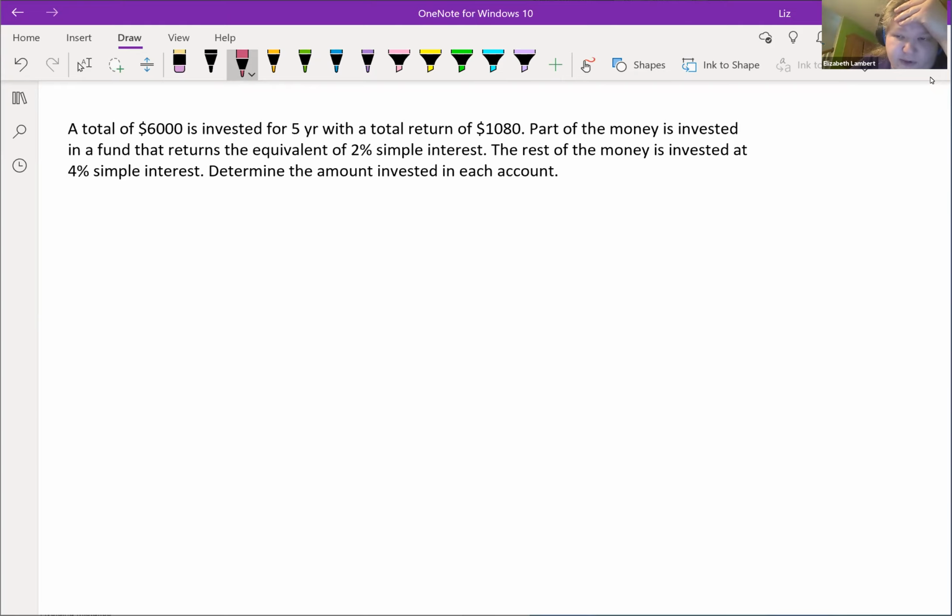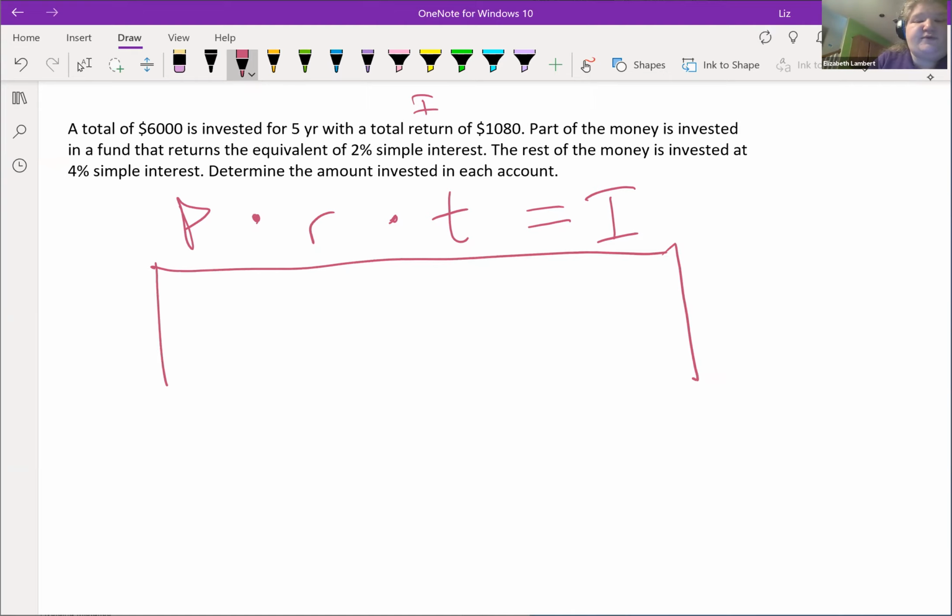Simple interest, though, is the principal times the rate as a decimal times the time in years, usually, is equal to the interest that is accrued, or the interest earned, which in this case is, when they say return, they mean the interest, because you notice 1080 is less than 6,000. So that's just the interest, not the interest plus the principal. All right. So there's our formula.